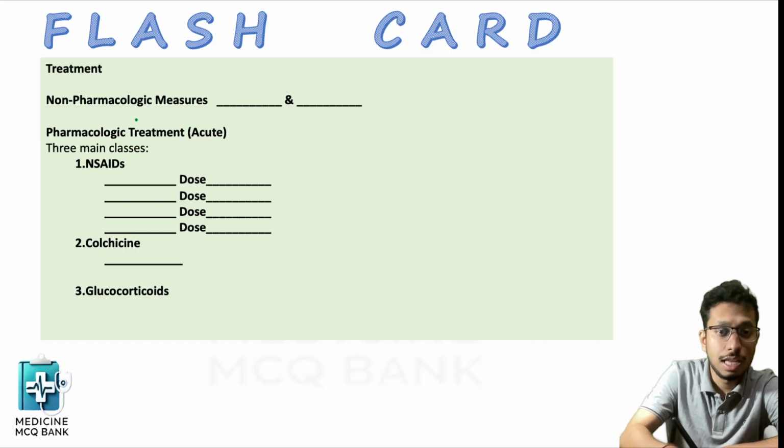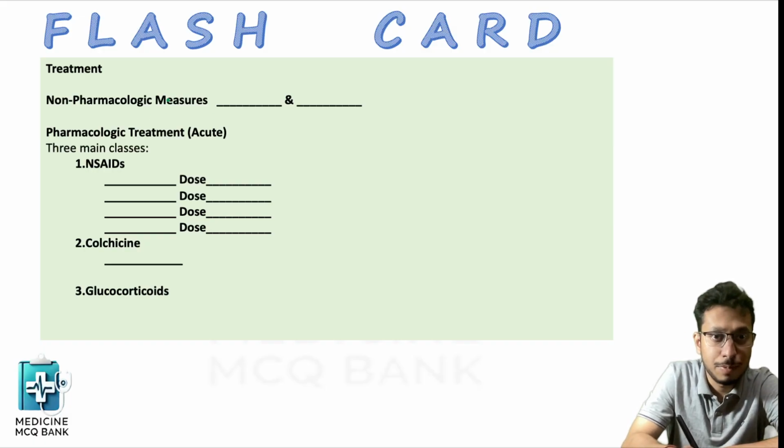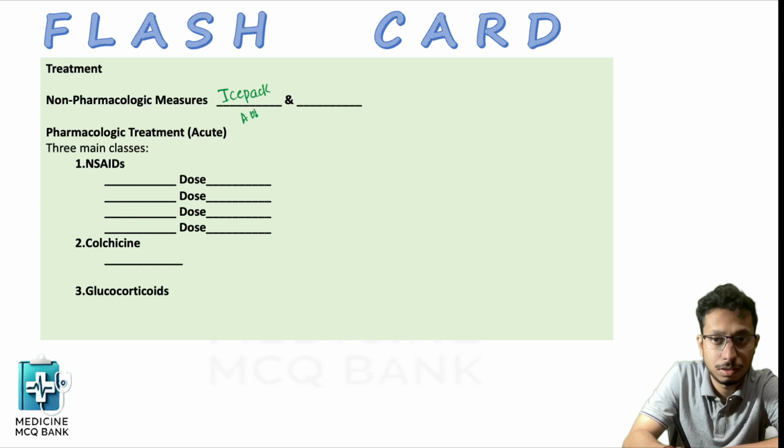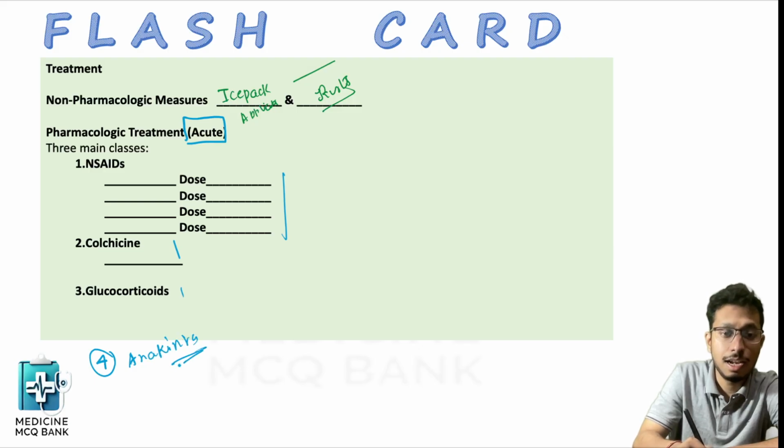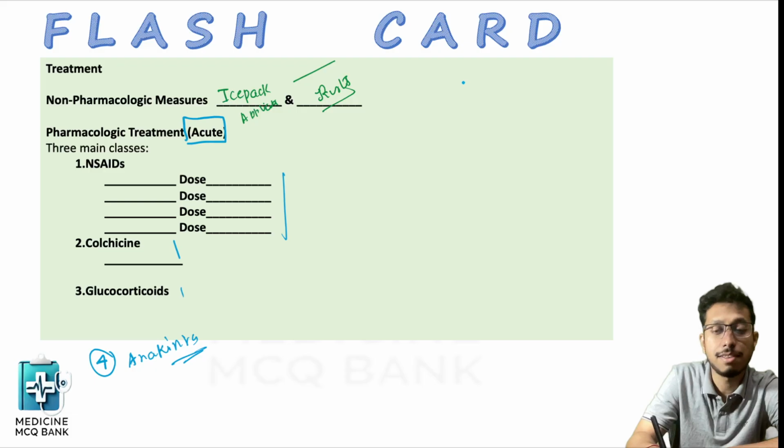So there are some non-pharmacological measures which can be tried. Non-pharmacological measures involve ice pack application or giving the joint a form of rest. Now, NSAIDs, colchicine, and glucocorticoids are the three important pharmacological measures for acute treatment. Besides this, there is another drug known as anakinra. We will obviously look into that. And for recurrent cases or chronic cases, we need to go for urate-lowering therapy.